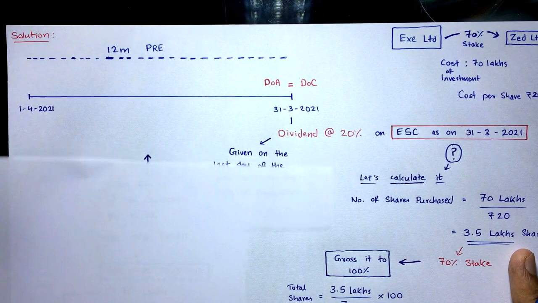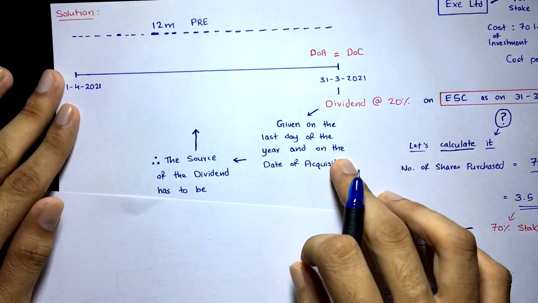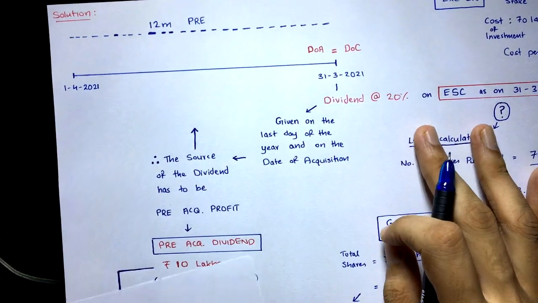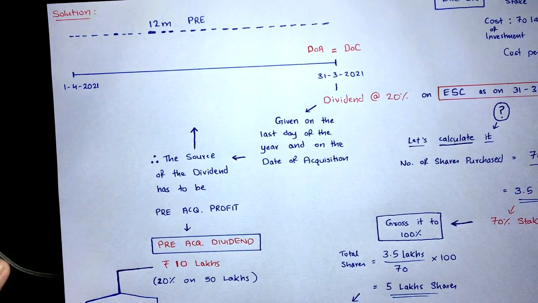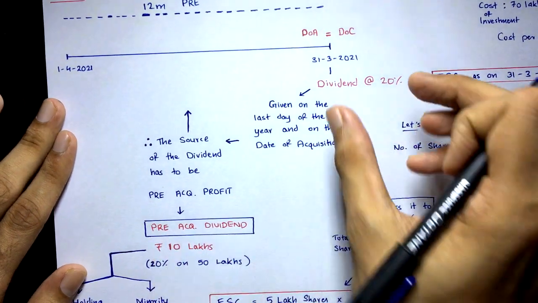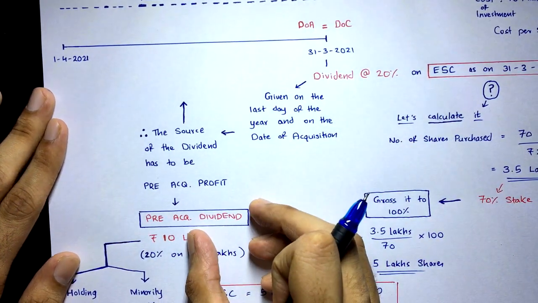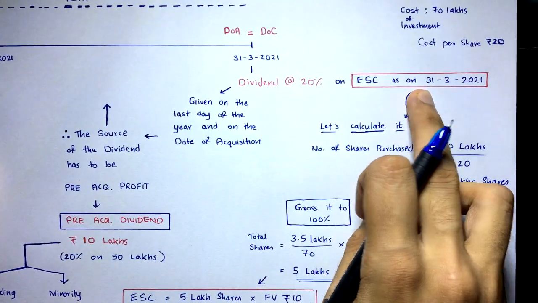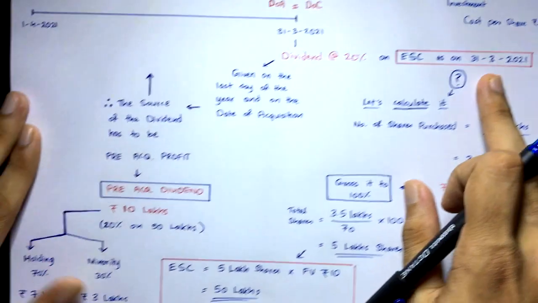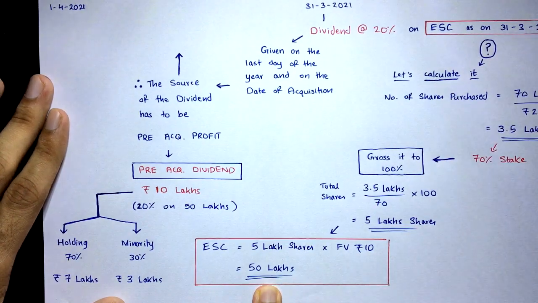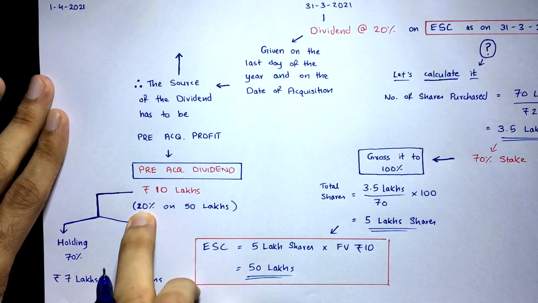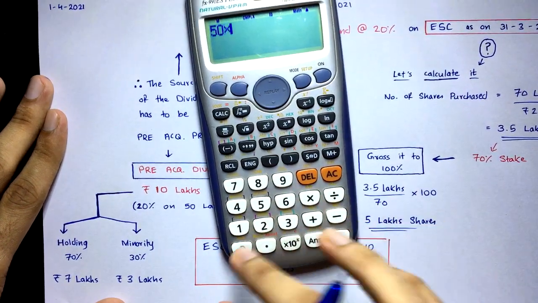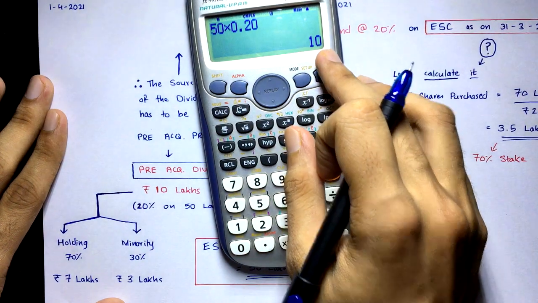Is that clear? So since it was given on the last day of the year and on the date of acquisition, the source of the dividend has to be pre-acquisition profit, and that's why this dividend would be called pre-acquisition dividend. How much is that? It's simple: 20% on the equity share capital as on the last day of the year. We calculated that as 50 lakhs. So 20% on 50 lakhs, 50 lakhs into 0.20, is equal to 10 lakhs.